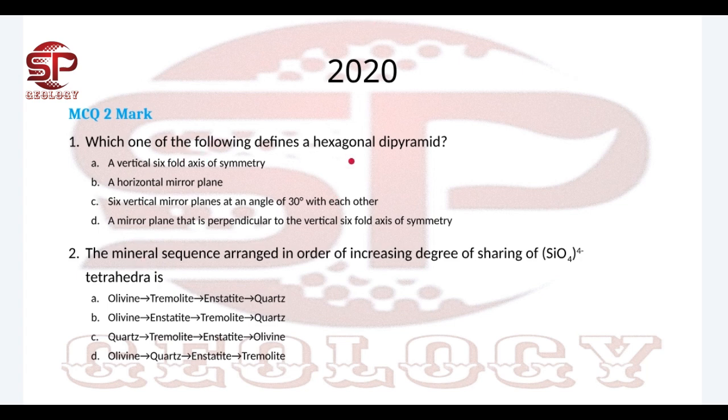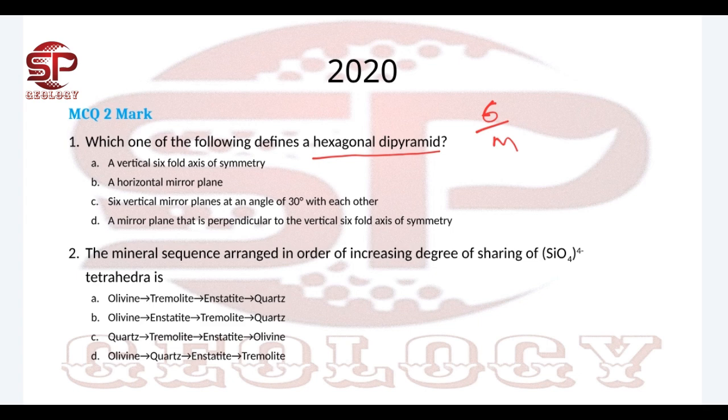So which one of the following defines a hexagonal dipyramid? So what is a hexagonal dipyramid? As a symbol, 6/m. So hexagonal dipyramid, it is 6/m, belongs to the hexagonal system. So what does it indicate? Hexagonal dipyramid. Let's analyze the options.